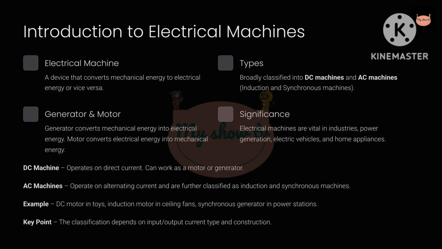Examples make it easier to relate. A DC motor is found in toys or cordless drills. An induction motor powers most ceiling fans. A synchronous generator is used in power plants to supply electricity to the grid. These machines are significant in nearly all modern technology, from small gadgets to heavy industries. Their classification depends mainly on the type of current they use and their internal construction.